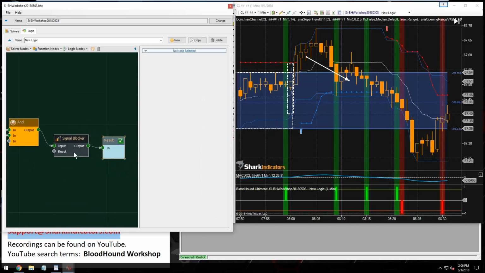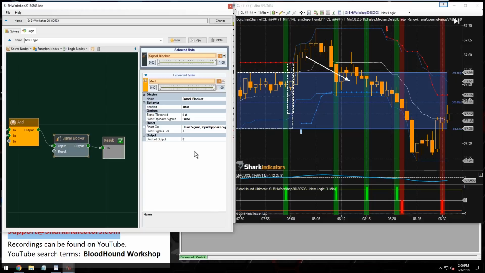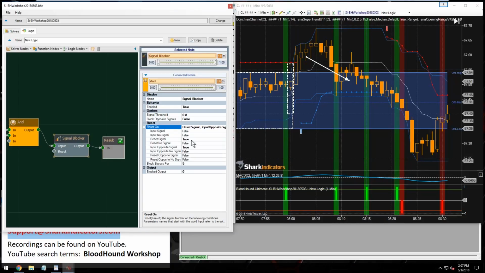Let's zoom in here. I'm going to turn all the resets off. We're actually not going to need any resets here. And I just need to calculate what's the maximum number of bars I need to block for.